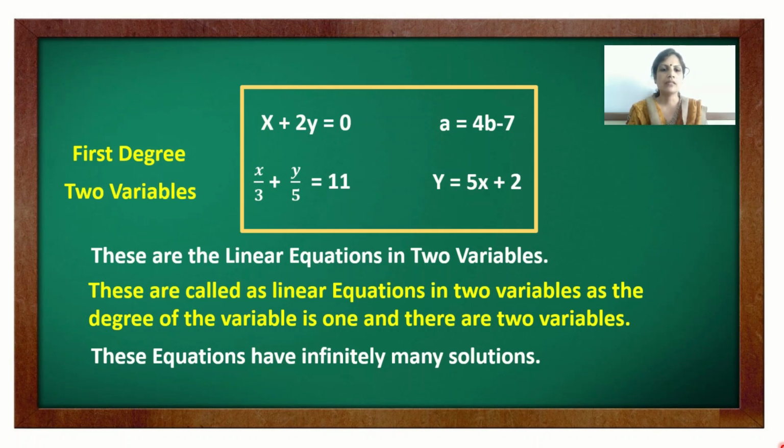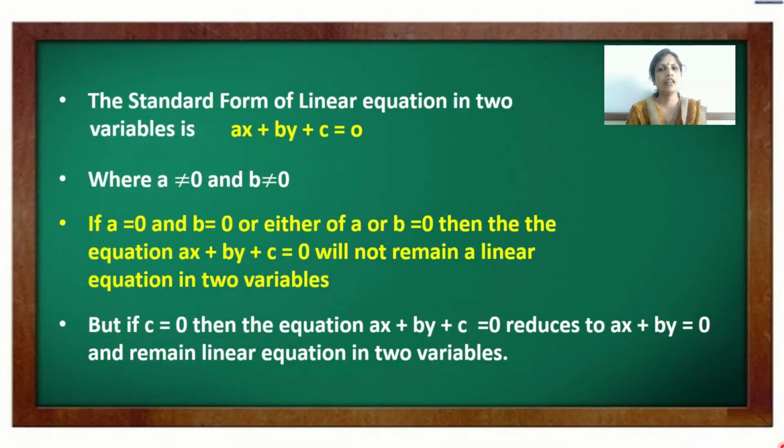Alright, along with this, the standard form of a linear equation in two variables is ax plus by plus c is equal to 0. Now in this equation, a cannot be equal to 0 and even b cannot be equal to 0, because if we consider a is equal to 0, then we will be left with by plus c is equal to 0, which is a linear equation but in one variable. If we take b is equal to 0, then we will be left with ax plus c is equal to 0, which is a linear equation in one variable.